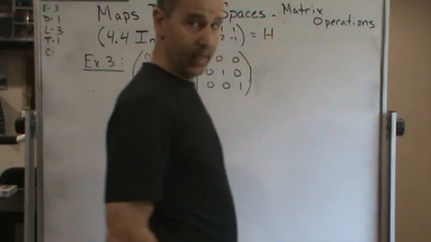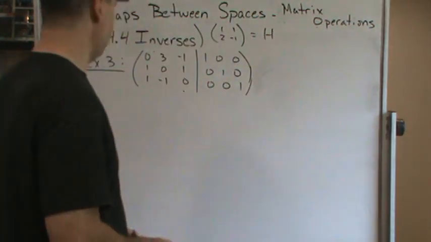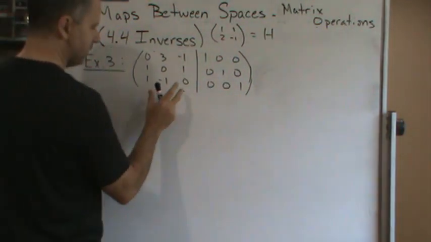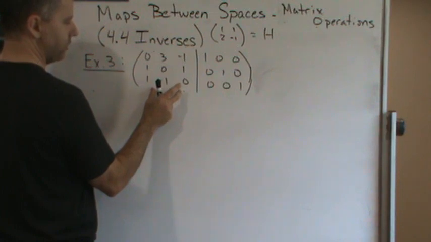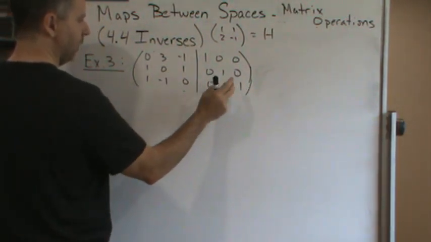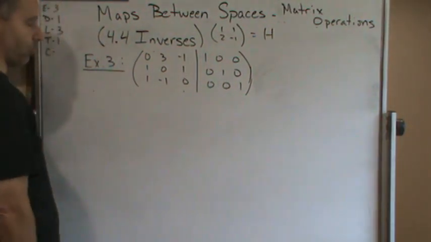Okay, so welcome back. Now we're going to do another example. I have this augmented matrix. This is my matrix that I want to find the inverse of, so I have it in this augmented matrix with the identity on the right.